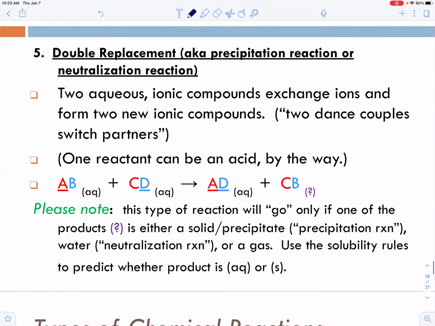The last one is a double replacement reaction, and this is when two aqueous ionic compounds basically exchange partners. So they're going to exchange ions and form two new ionic compounds. I do like to think about this in terms of dancing. So it's like two dance couples just switching partners.